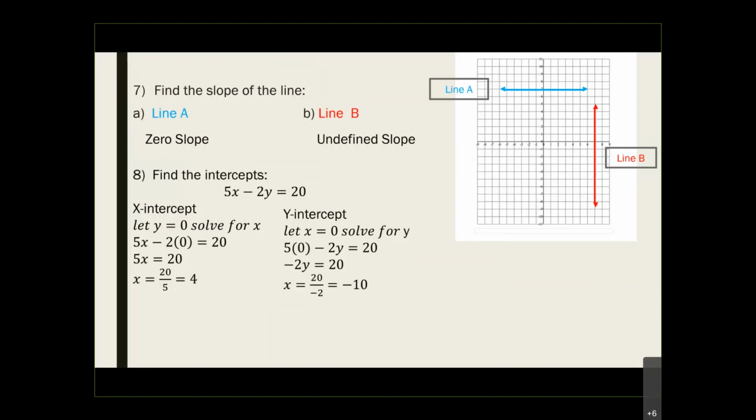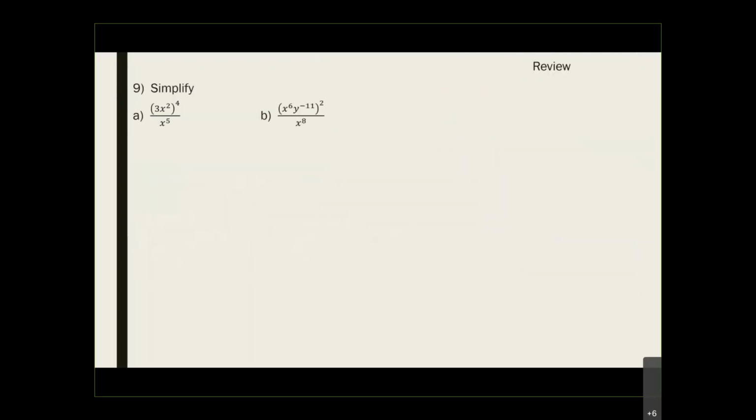And again, for multiple choice, if they ask you to solve, you can just take whatever the answer is and plug it in. Plug in (0, 4) for x and y to see if it's equal to 20. Or (0, negative 10), plug it in to see if it's equal to 20. So that's the other thing about multiple choice: if you don't know how to solve it, you can take the answer and plug it in.